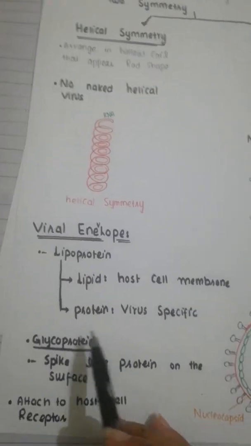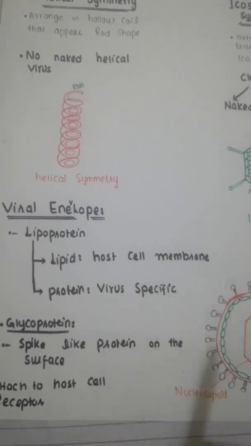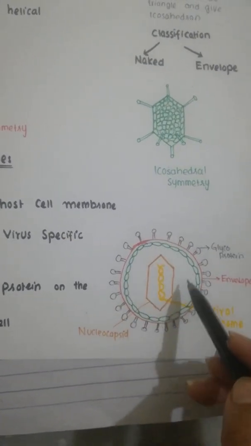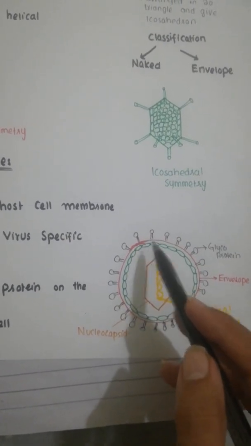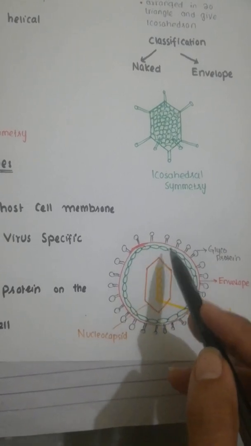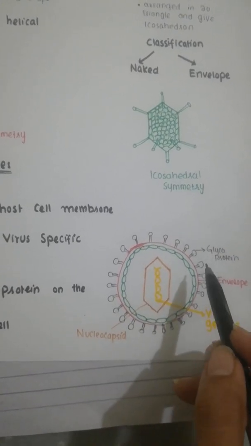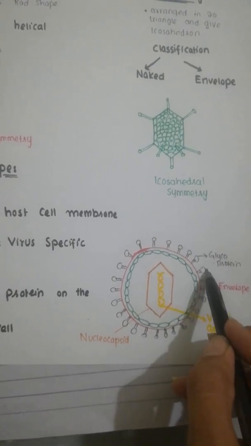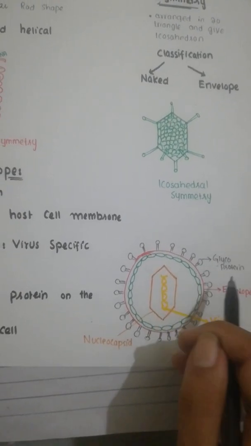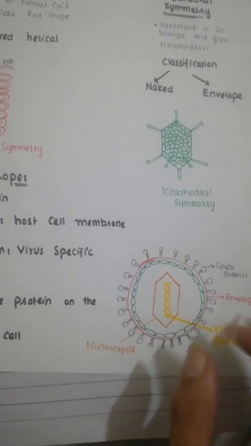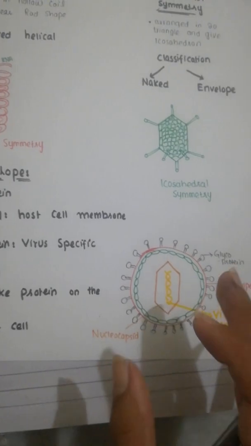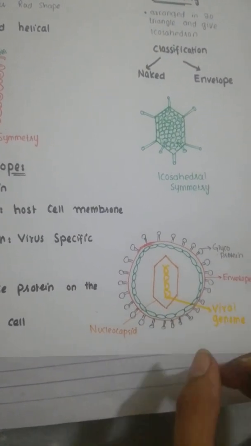And glycoprotein means that on the surface of the envelope, you can see in the red color, this is the envelope, and on the surface of the envelope there are spike-like projections which are made up of glycoprotein. This in the black color is glycoprotein. Basically the glycoprotein helps in attachment to the host cell, and during entry of the virus inside the cell.